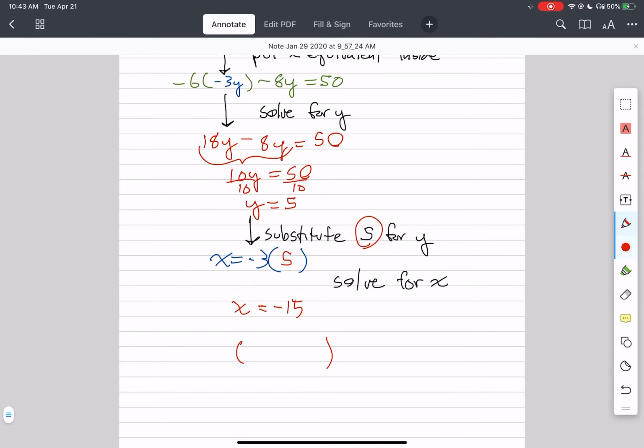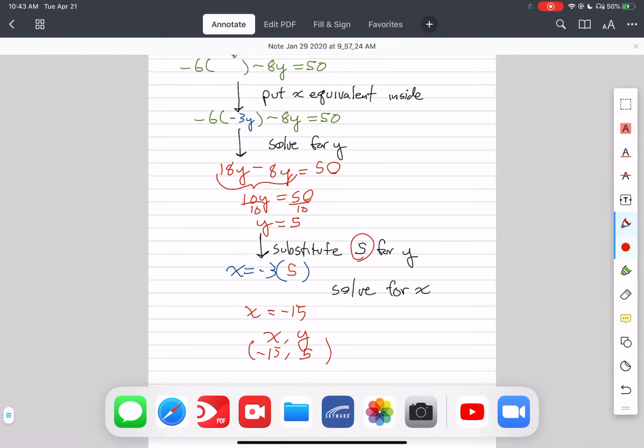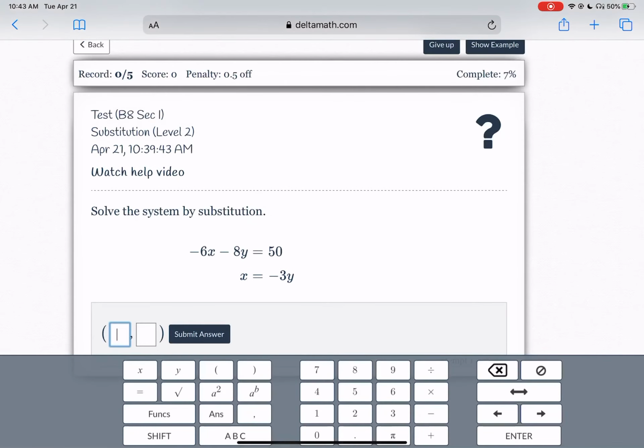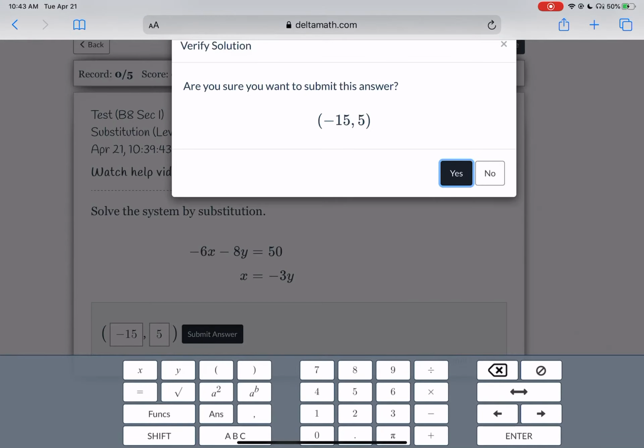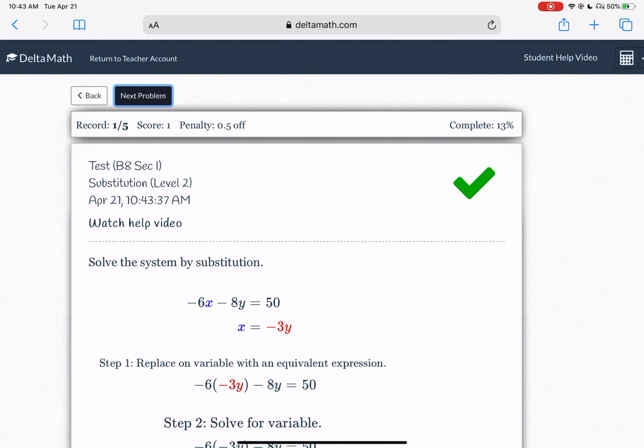So in the ordered pair, remember it's x comma y, so even though I solved for x second, that's still the first value. X is negative 15, and then y is 5. Negative 15 and 5. And there we go.